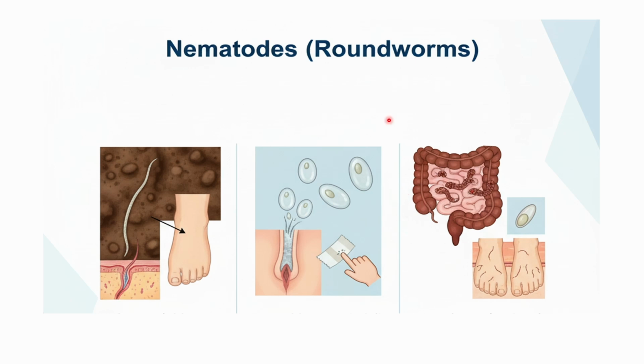Let's dive into our first group, nematodes or roundworms. These are cylindrical, unsegmented worms with a complete digestive system. Many common human parasitic infections fall into this category.